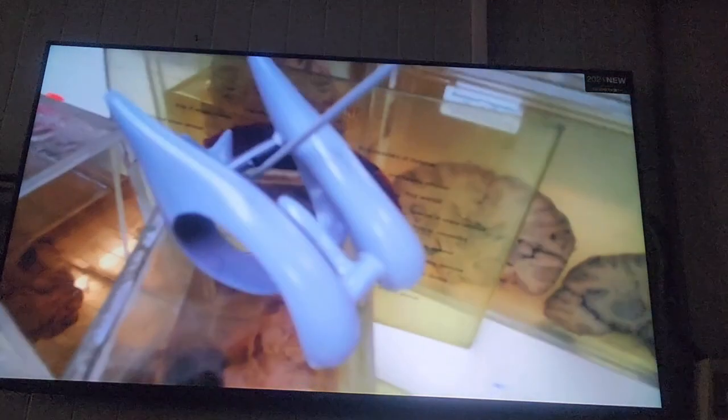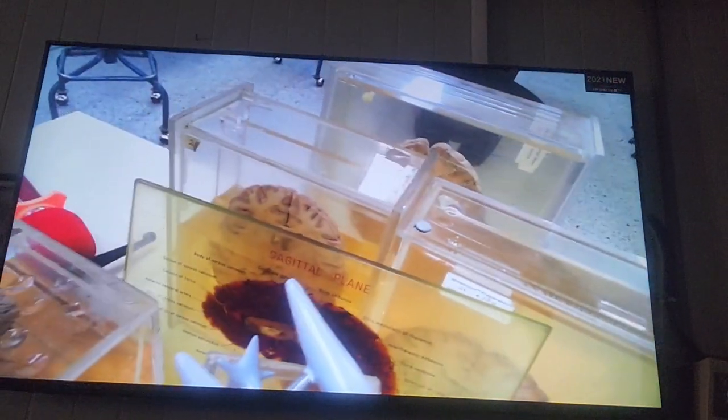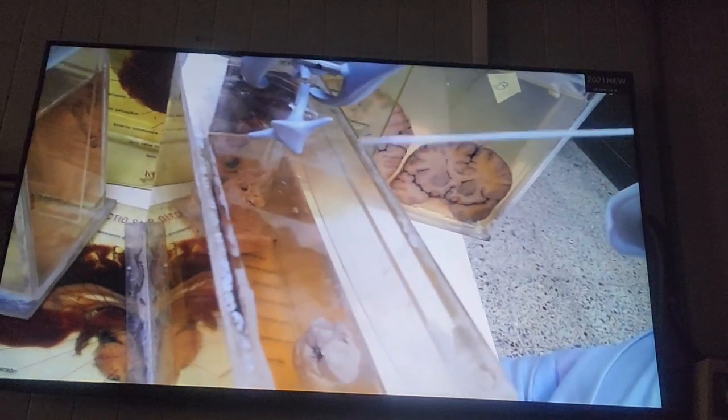What is the function of this part? For the passage of the CSF from the third to the fourth ventricle. So the normal circulation we mentioned is from the lateral to the third to the fourth through the cerebral aqueduct. Now let us talk about the fourth ventricle. The fourth ventricle is tent shaped, like a tent.